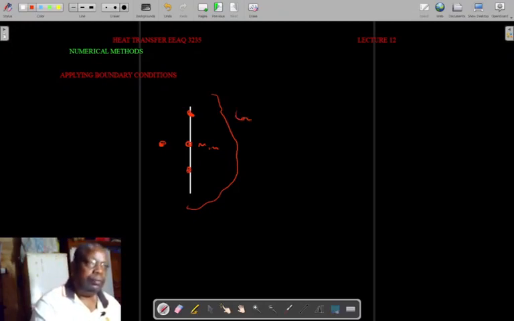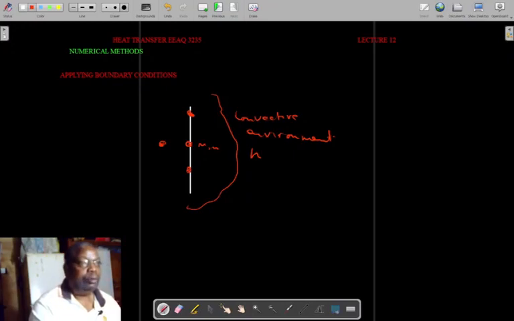And supposing the convective heat transfer coefficient is H, so there will be some heat flow from this node to the environment, and that flow is by convection. So other than the heat transfer by conduction, there will be some heat transfer by convection.